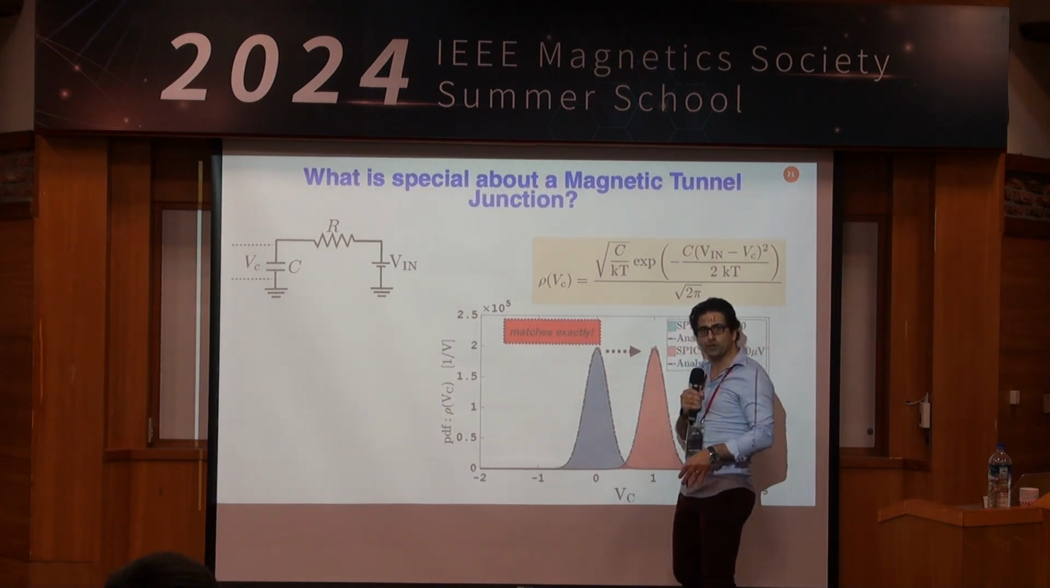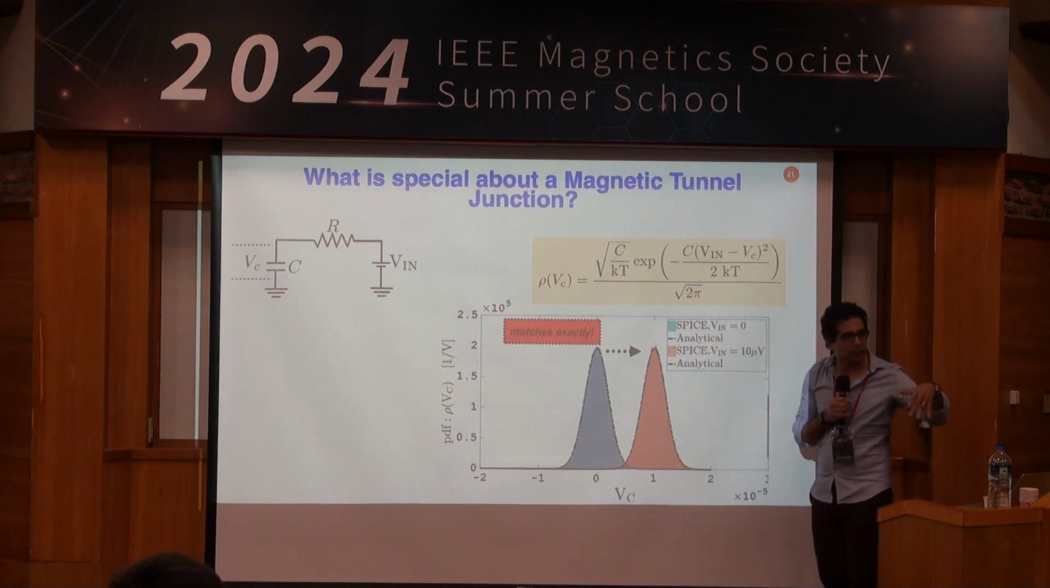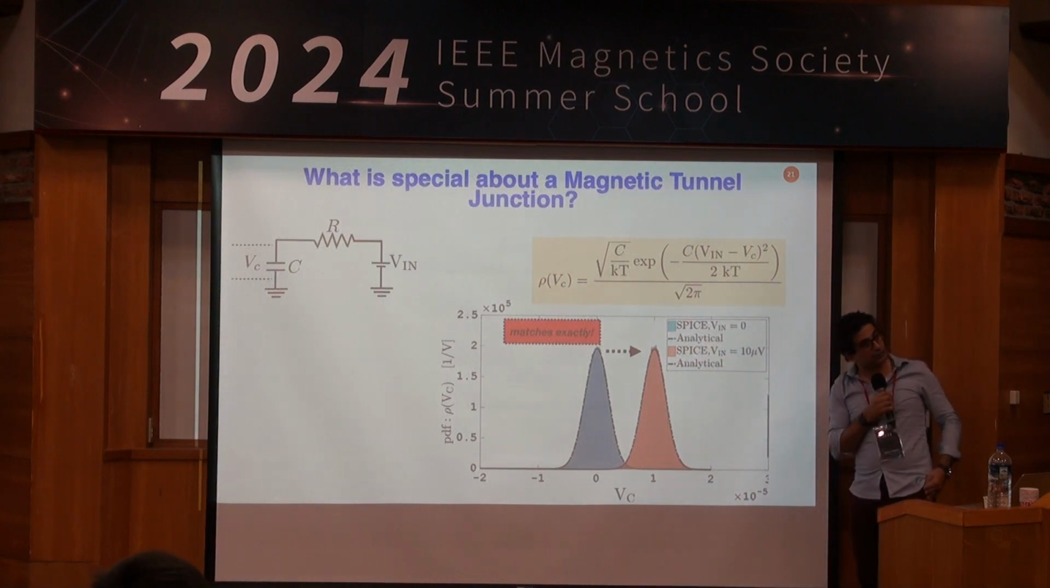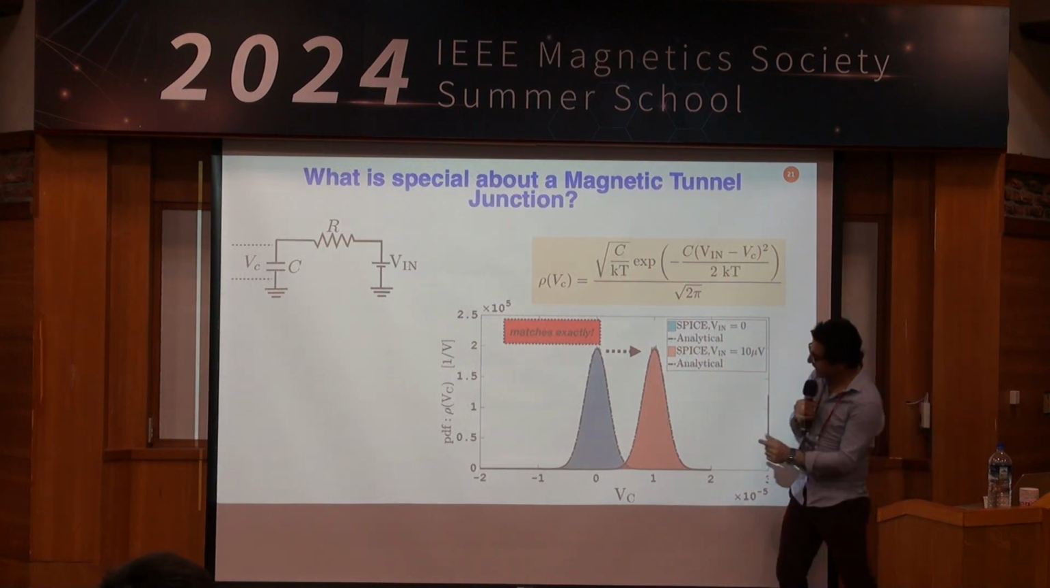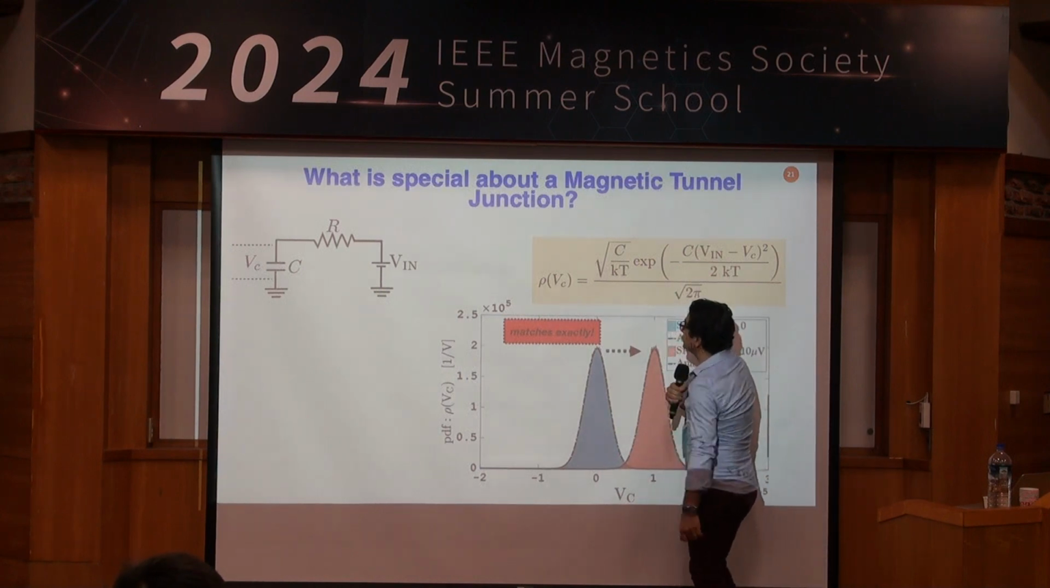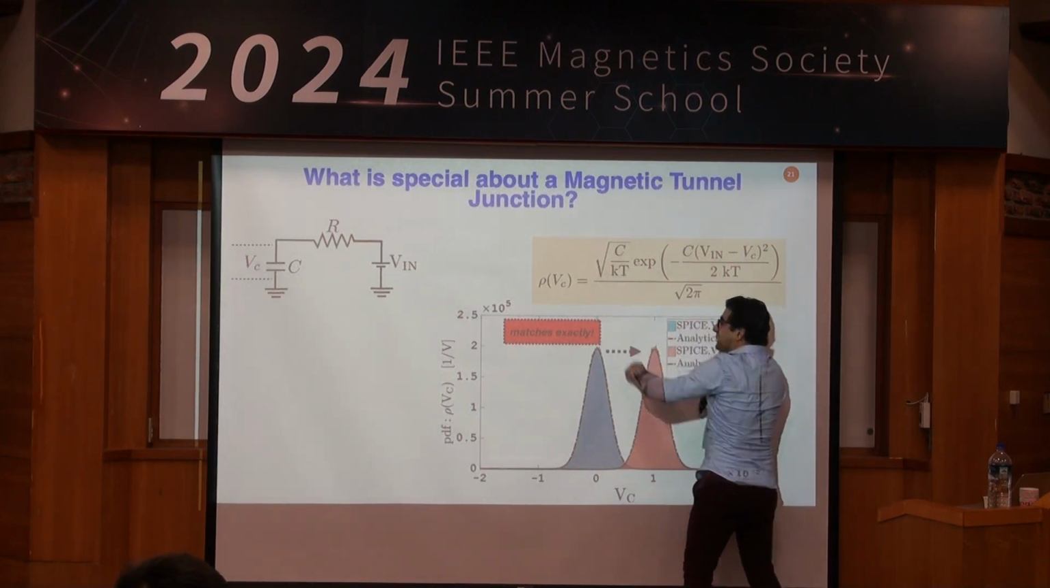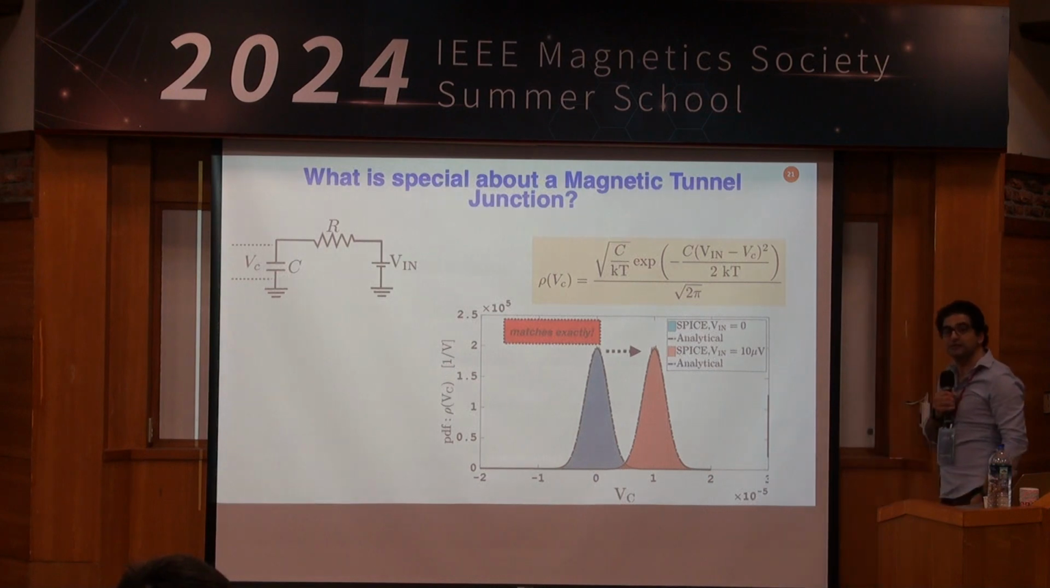You won't see a 0. Your mean will be 0, but you'll fluctuate. Interesting. So how much will I fluctuate? Well, that's the standard deviation of this Gaussian, and it's right here. Right? It's the square root of kT over C that is the fluctuation.